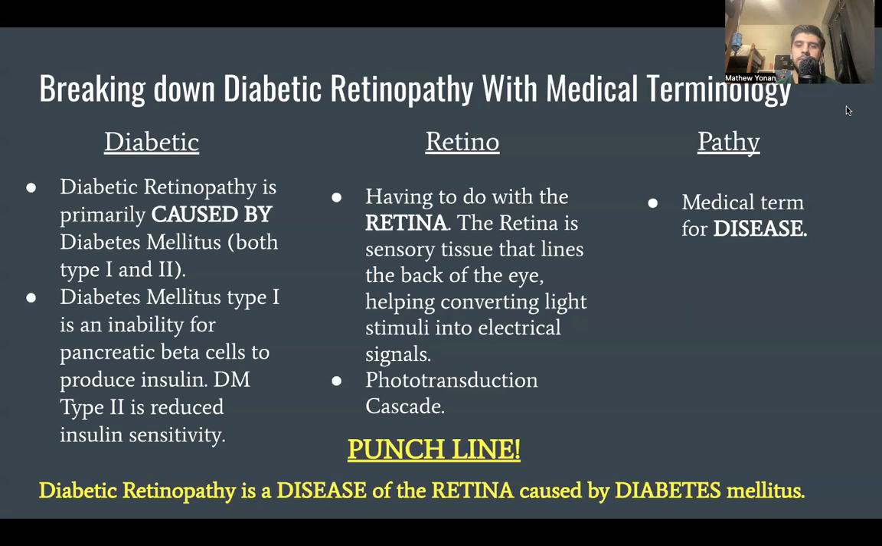reduced insulin sensitivity. So the retinal part is having to do with the retina. So the retina is a sensory tissue that lines the back of the eye, helping convert light stimuli into electrical signals, which is also called the phototransduction cascade. Okay, and so the pathy part is the medical term for disease. So the punchline here, essentially putting these three together: diabetic retinopathy is a disease of the retina caused by diabetes mellitus.